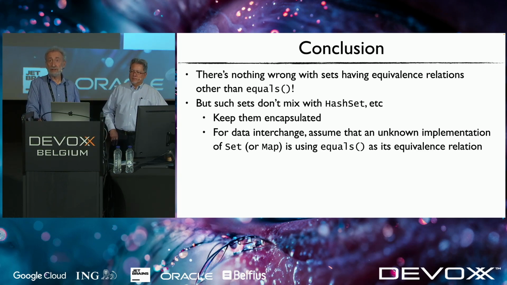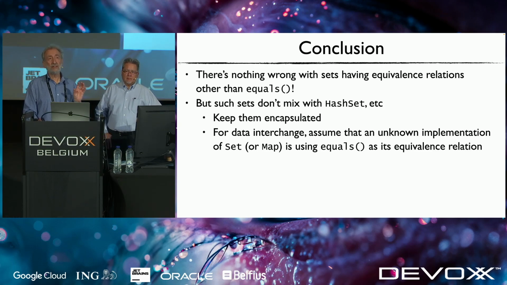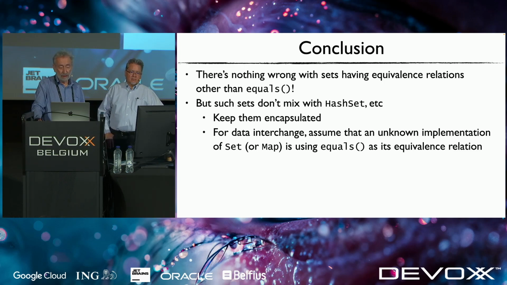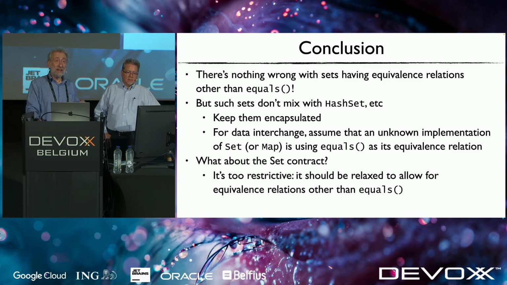as its equivalence relation, and obviously, when you're returning a vanilla set or map, you also want to abide by that convention as well. So what about the set contract, which says explicitly that the equivalence relation for a set should be equals or should be consistent with equals?